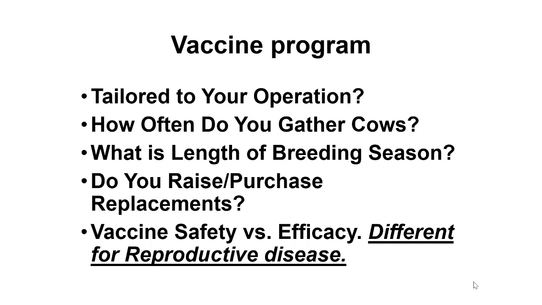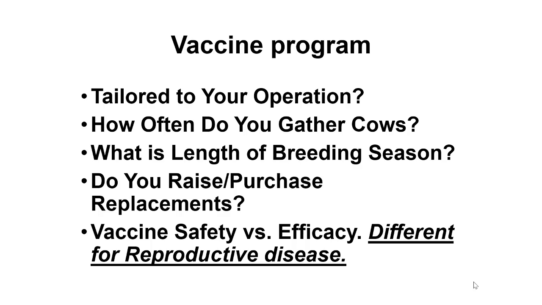So, first thing that we think about as producers and as veterinarians when it comes to a control program is a vaccination program. And so we have a lot of information out there. Okay, we need a modified live. No, we need to kill. No, we need to do this. No, we need to do that.